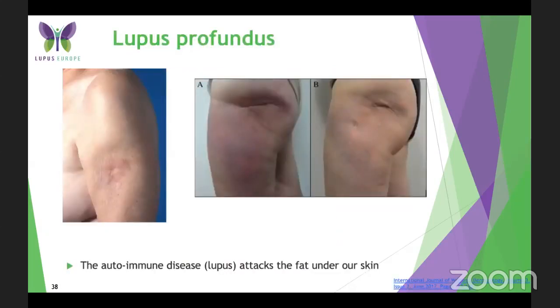Another rare variant, which is very interesting to me as a doctor and also very difficult to treat, is the lupus profundus variant. This is also called lupus panniculitis, and in these patients, the lupus disease attacks the fat under your skin. So it's not solely attacking your skin, no, it's attacking the subcutaneous fat under the skin, and people develop dimples in the skin because of that. Next slide, please.